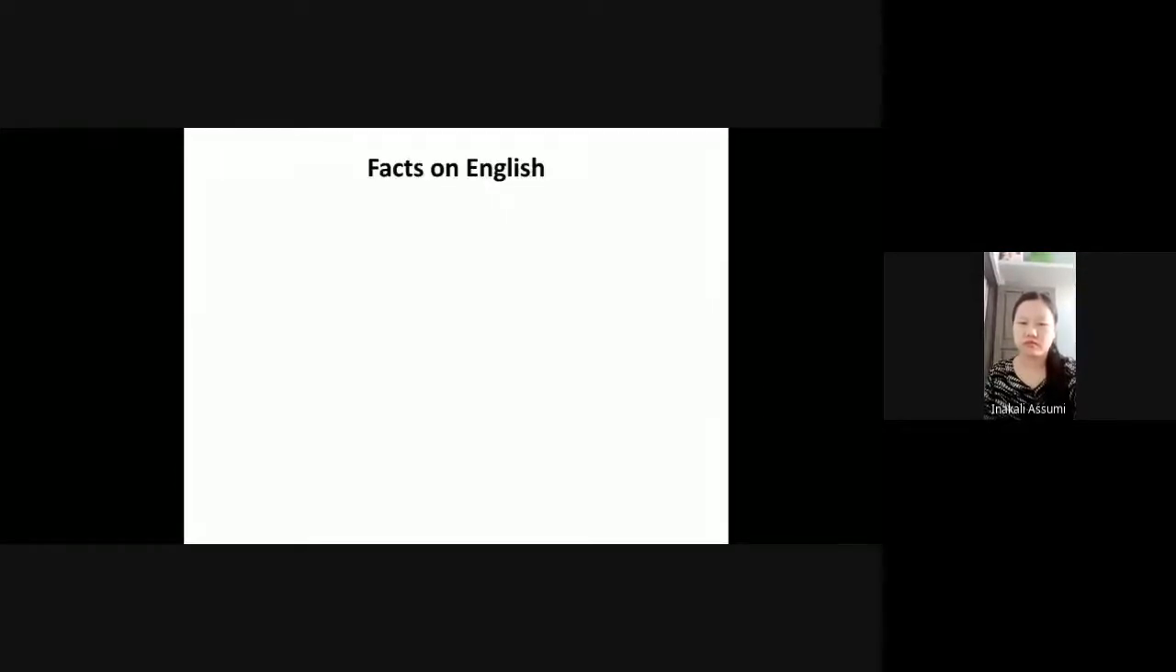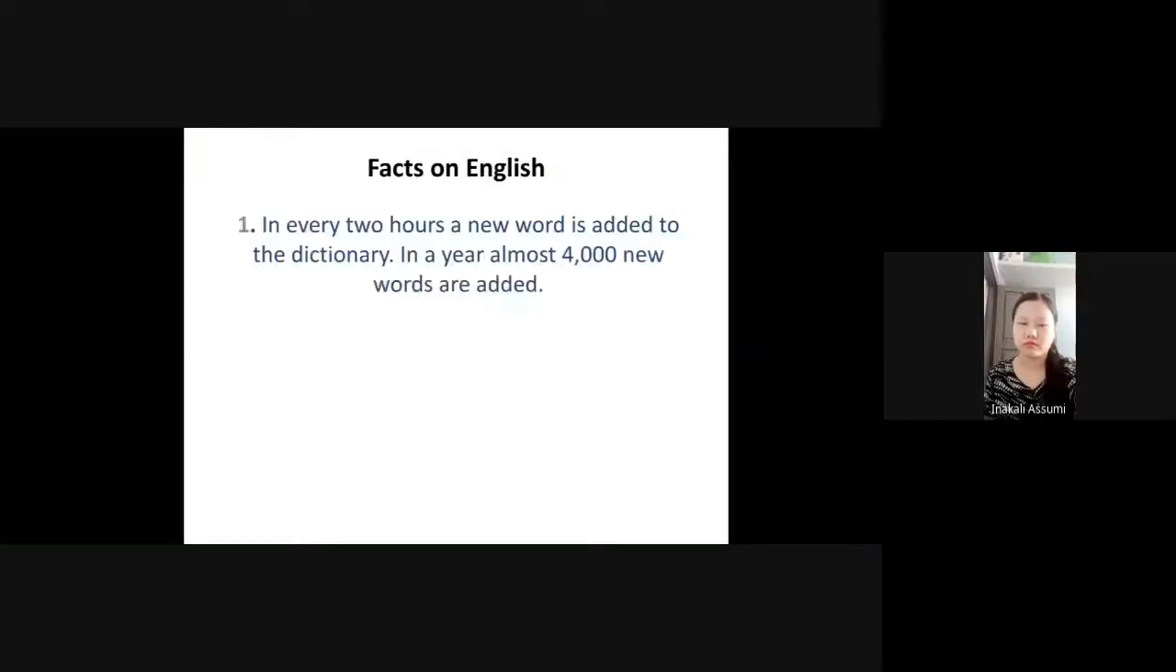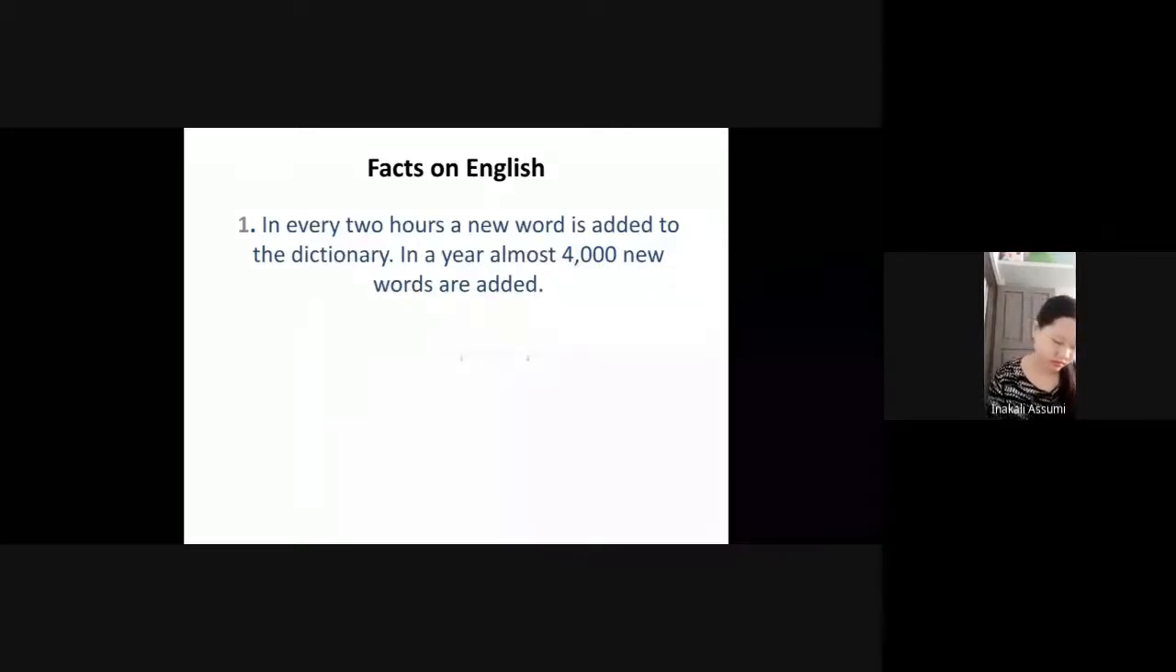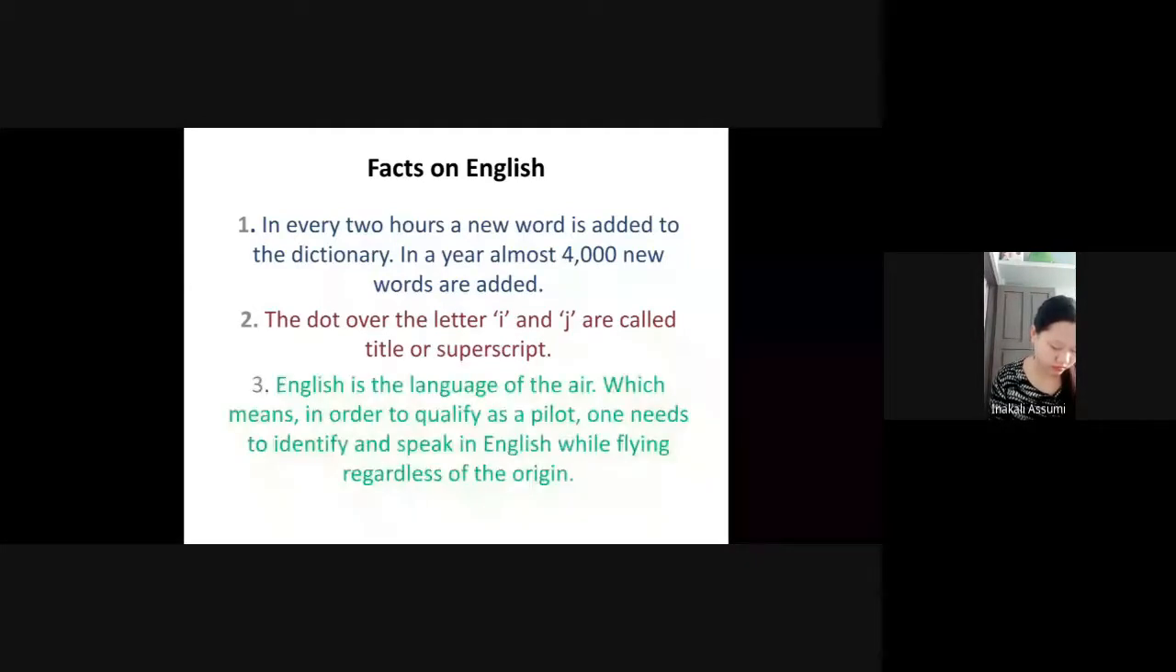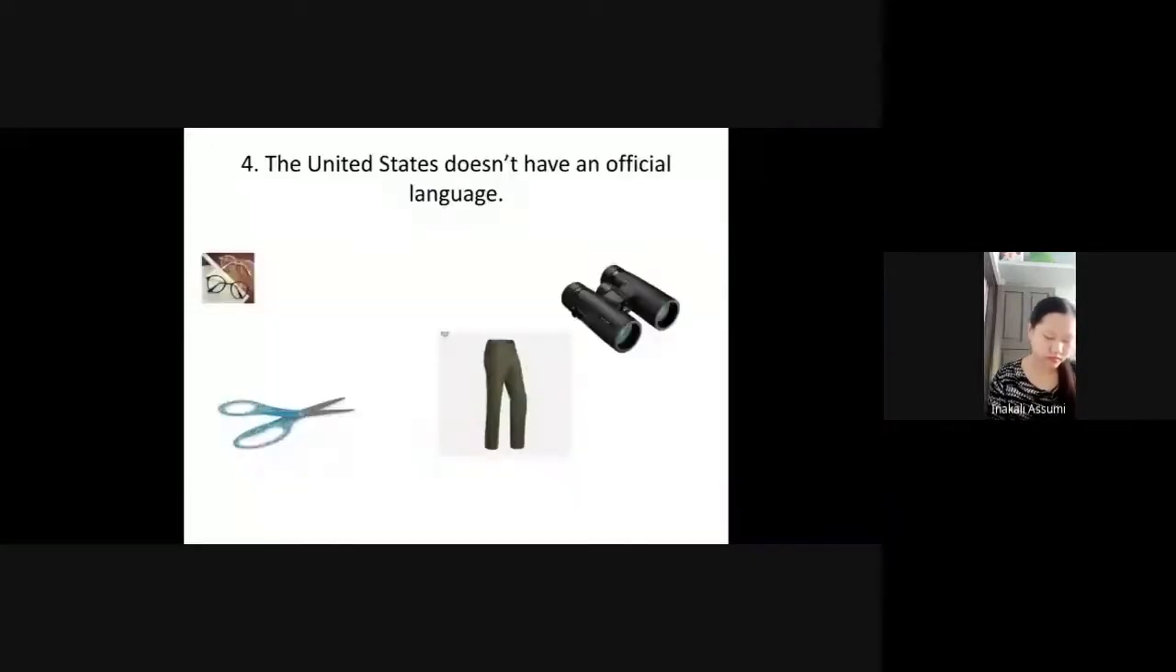Here are some facts on English. Number one, every 2 hours a new word is added to the dictionary. So in a year, almost 4,000 new words are added. The dot over the letters i and j is called a tittle or superscript. English is the language of the air, which means in order to qualify as a pilot, one needs to identify and speak in English while flying, regardless of origin. Number four, the United States does not have an official language.